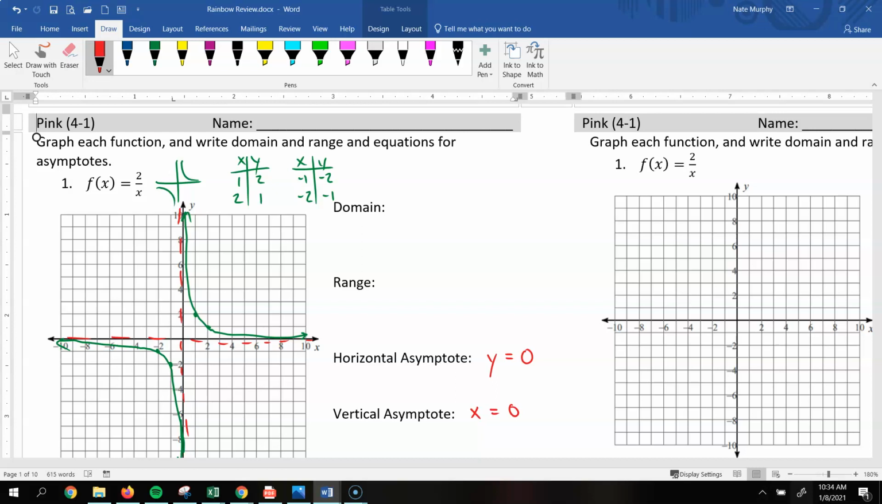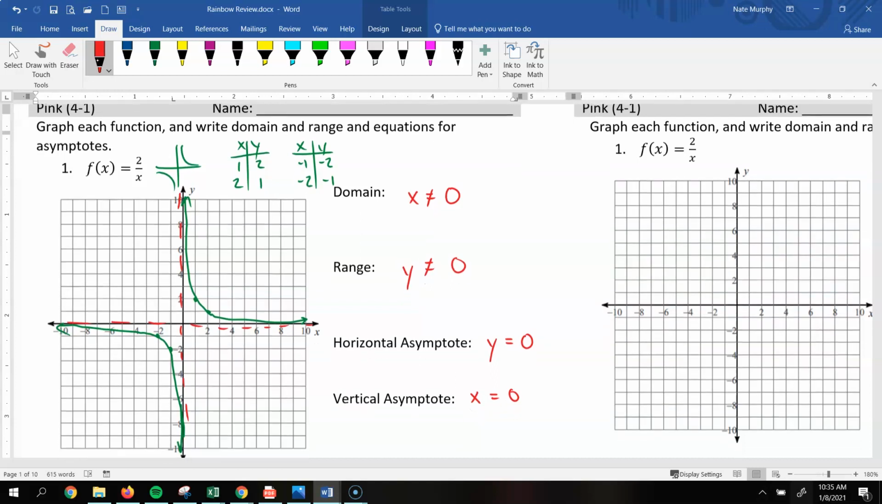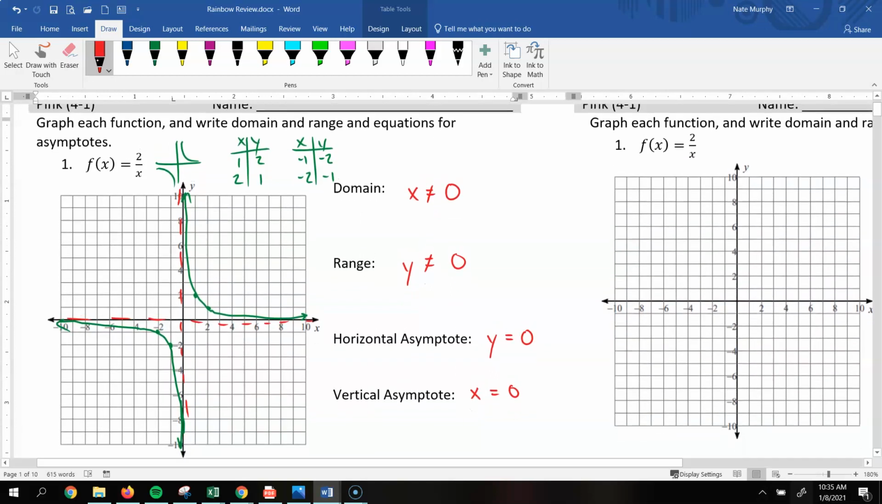Remember, the asymptotes represent the values that we can't use in our domain and range. And so for our domain, the restriction is that it's everything except x can't equal 0. And for our range, we would say that it's everything except y can't equal 0. So that would be how you find your answer for number 1.